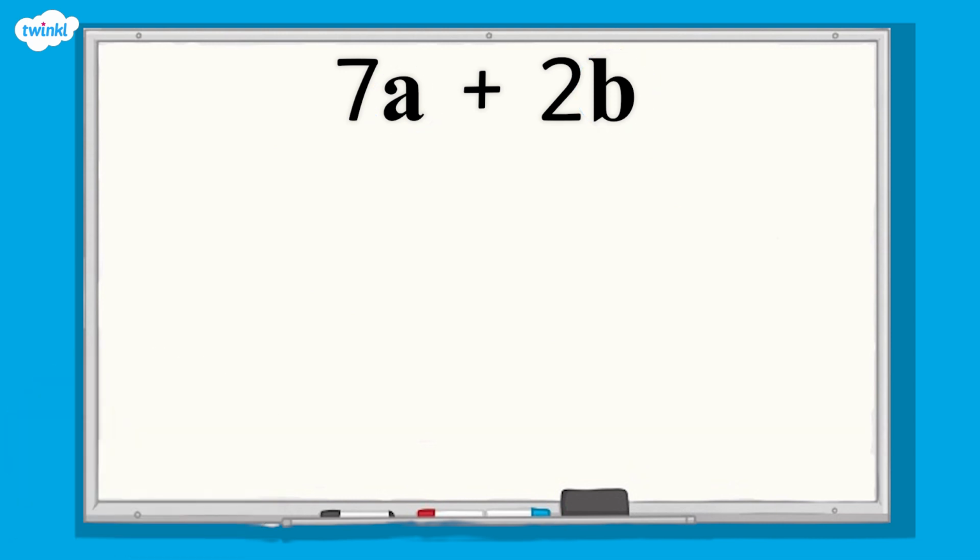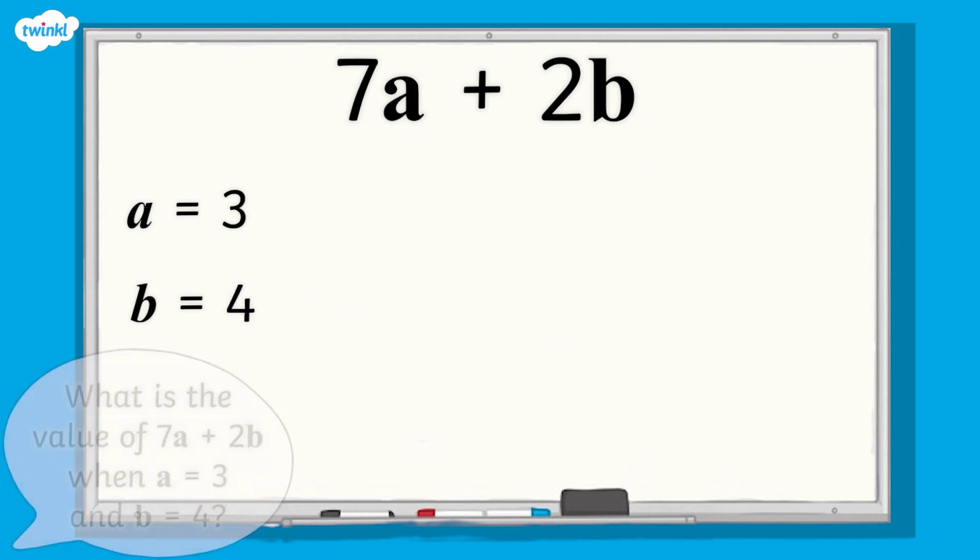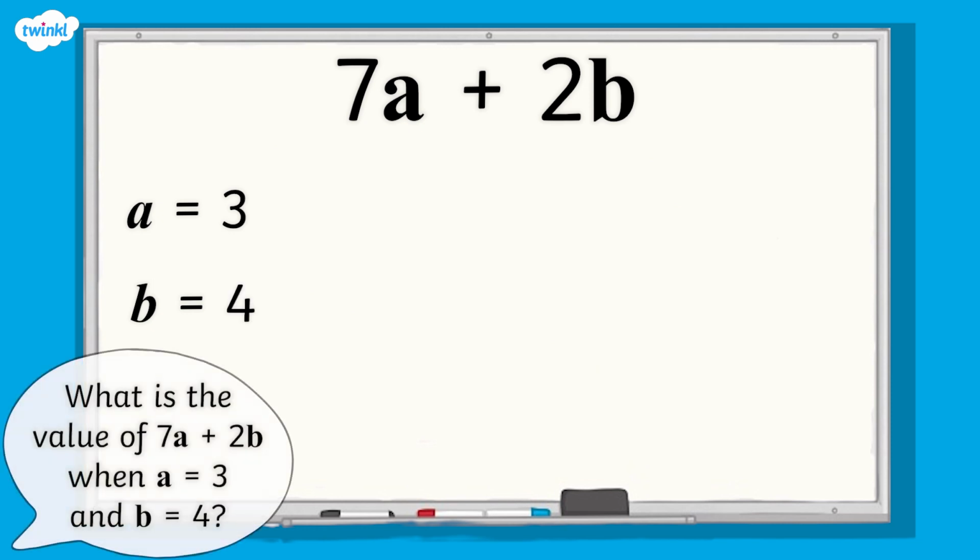Now let's substitute values for a and b. What will the value of our expression be if a equals 3 and b equals 4? We are going to start by looking at the first part of our expression, which is 7a. 7a means 7 multiplied by a. A equals 3, so 7a is equal to 7 multiplied by 3, which is 21.